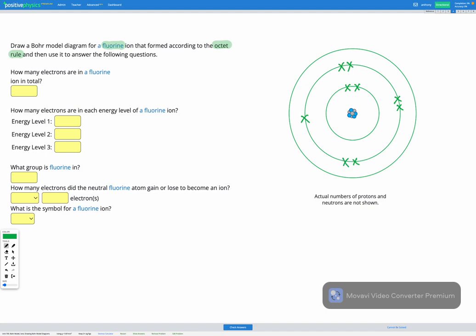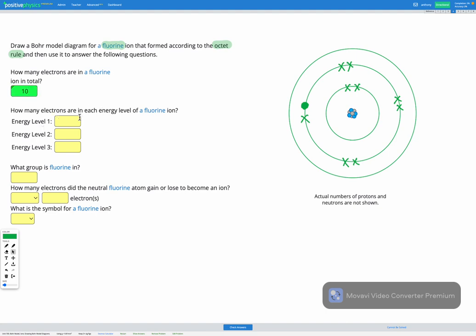Okay, so according to the octet rule, our valence shell right now is the second energy level, and it has 7 electrons. To make it full, for the octet rule, to make it complete, we'd need to add 1 electron. So I'm going to draw that here. So we've added 1 electron to make that an ion that obeys the octet rule. So now how many electrons in total do we have? We've got 1, 2, 3, 4, 5, 6, 7, 8, 9, 10. So we can answer that first question here.